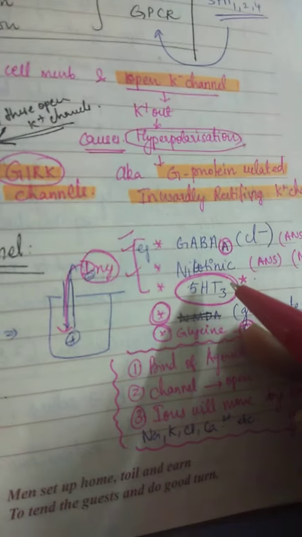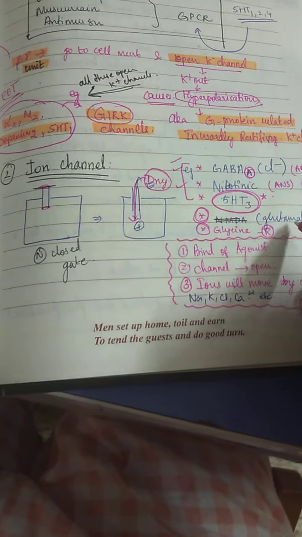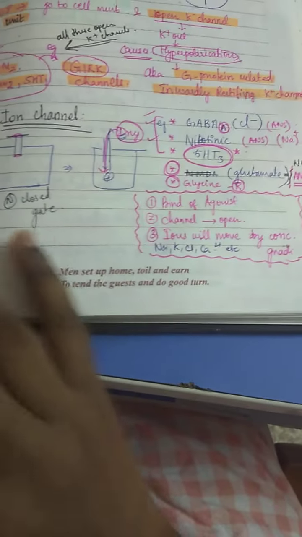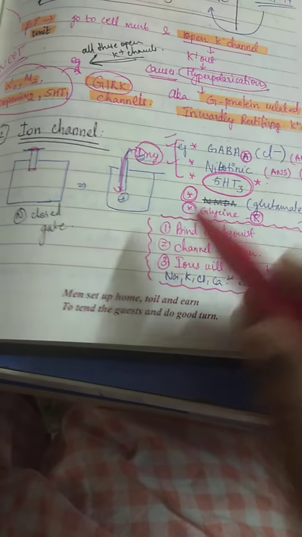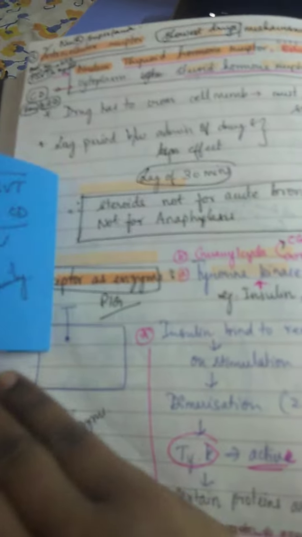Drugs like nicotine, 5-HT3, GABA A, glycine, glutamate, all these things: what happens is once the ligand attaches to the receptor, it will open the channel gate so that ions will move by the concentration gradient, like sodium, calcium, potassium, chloride, etc. This is the ion channel.